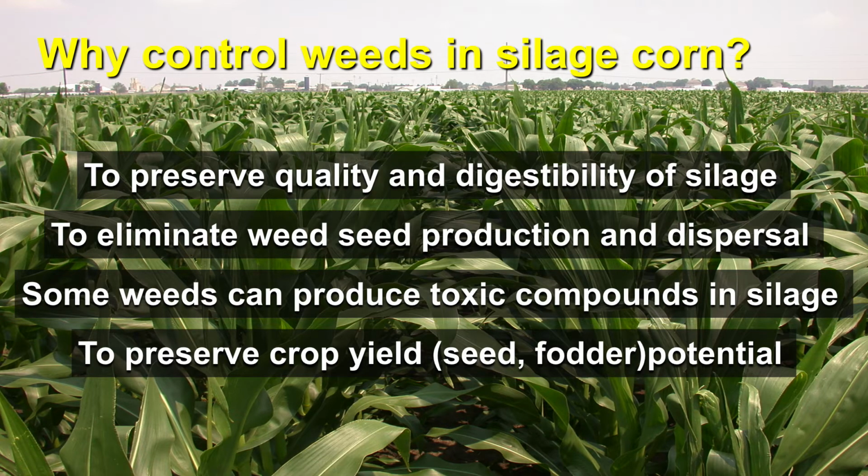A third reason would be that some weeds can actually produce toxic compounds during the ensiling process. Either the weed itself or, in some instances, the weed seeds are known to produce these toxic compounds that can be injurious to livestock. And then finally, and perhaps one of the most important reasons to control weeds in silage corn, a very similar reason that we control weeds in virtually all of our crops, is to preserve the yield potential of the crop itself.